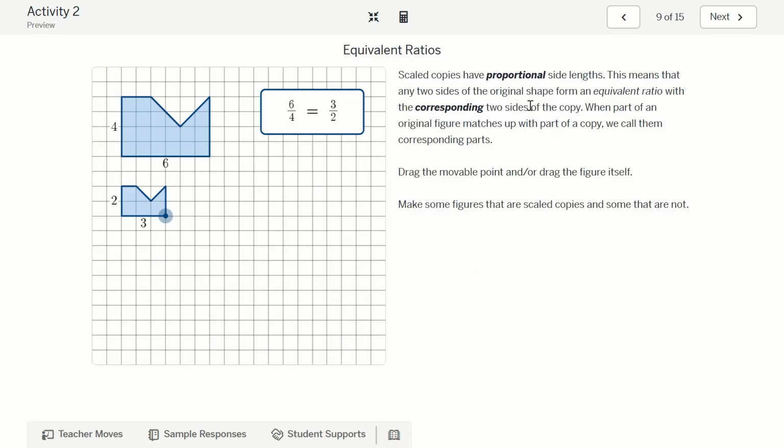We're dealing with proportional sides. So again, the word proportional is there, so that should be in your notes, ladies and gentlemen. Hint, hint. And corresponding. I'm going to read this statement and then I'm going to translate it into English. Scaled copies have proportional side lengths. This means that any two sides of the original shape form an equivalent ratio with the corresponding two sides of the copy. When part of an original figure matches up with part of a copy, we call them corresponding parts.